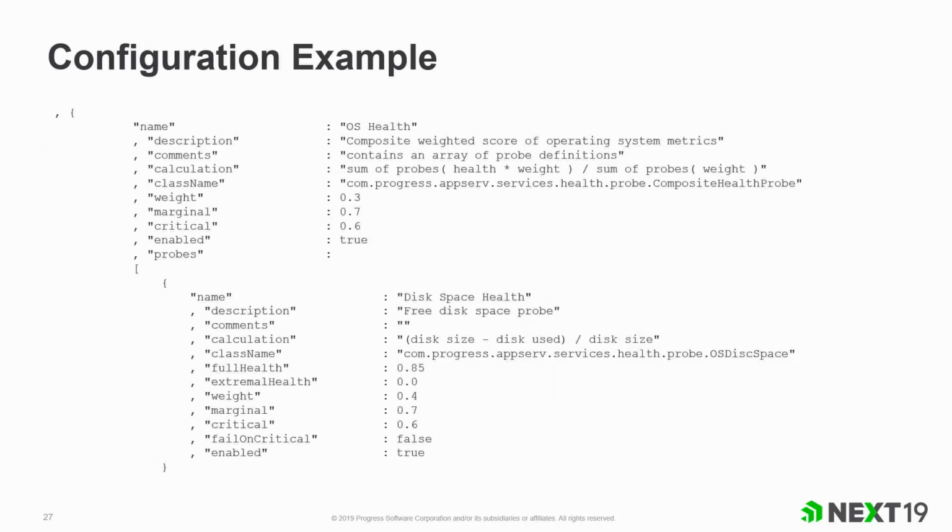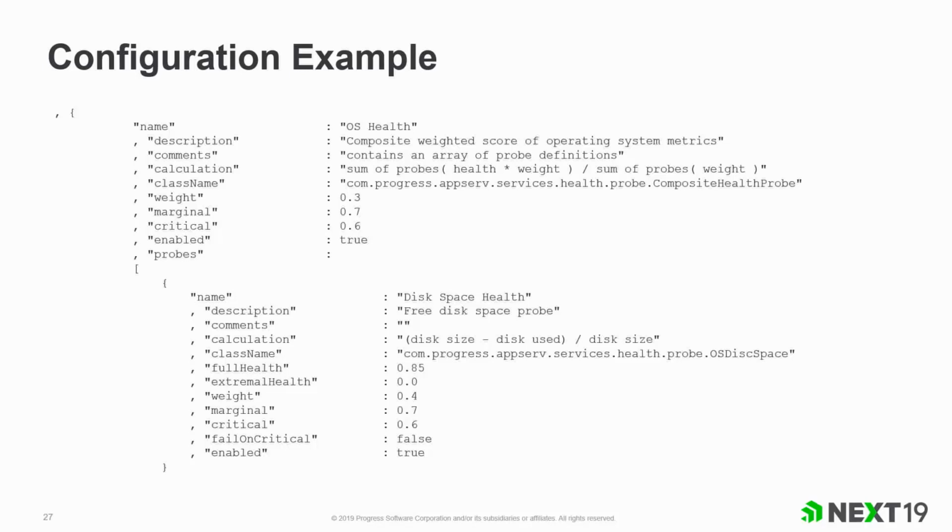So here's a configuration example. As I said, it's straight JSON. This is the actual disk space health probe. It rolls up into an OS Health composite probe, and we have a bunch of JSON fields here. Full health is 85%. So if you've got 85% of your disk space free, you're fully healthy. Extremal health is the lower limit.